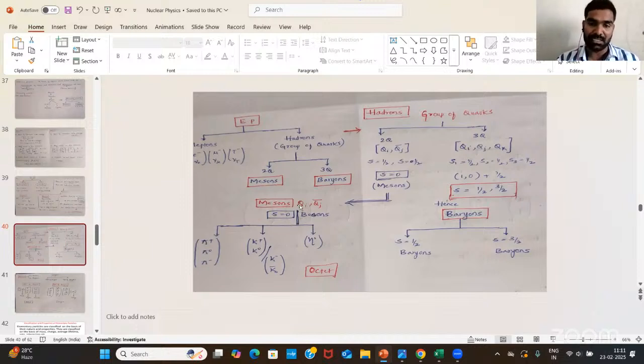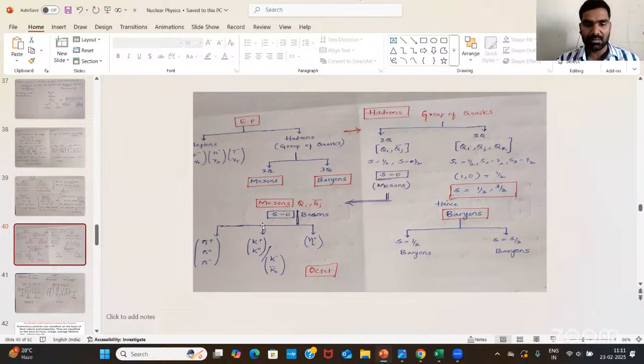These are spin half fermions actually. Sorry, spin 0. These are called bosons. These are the fermions, and these are the bosons. Mesons are bosons, and they are given by pi plus, pi naught, pi minus.